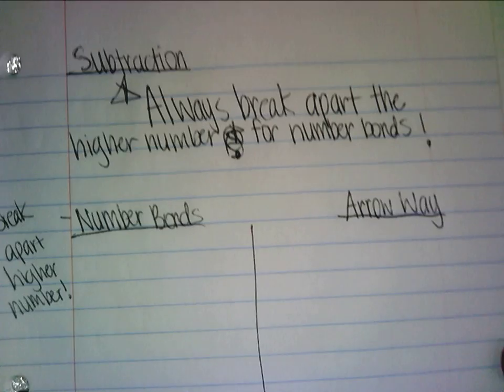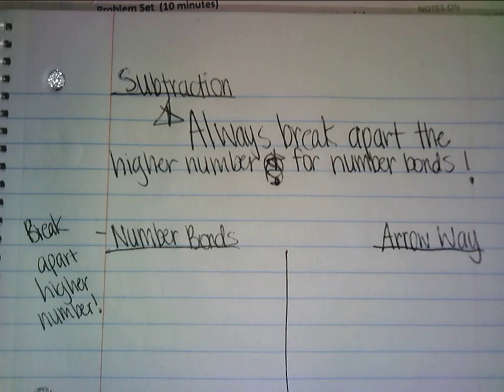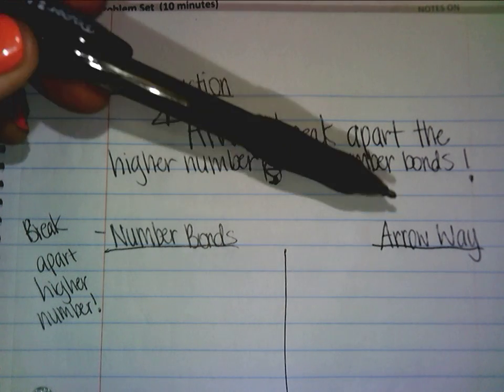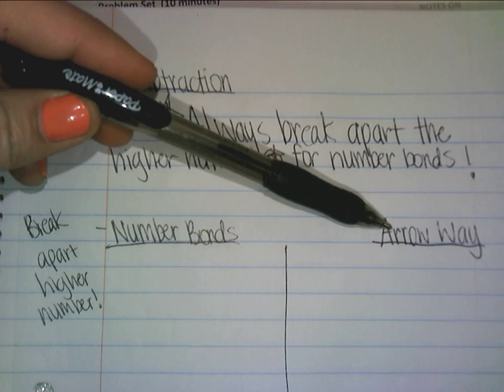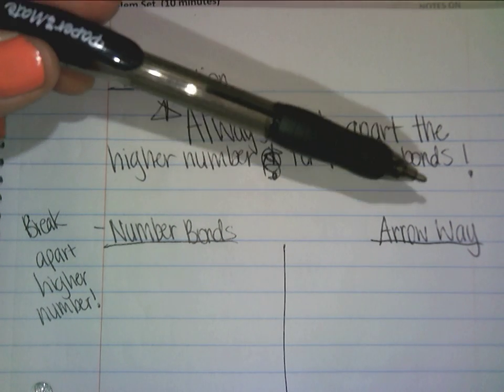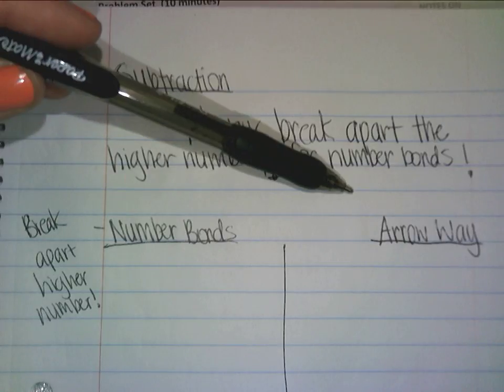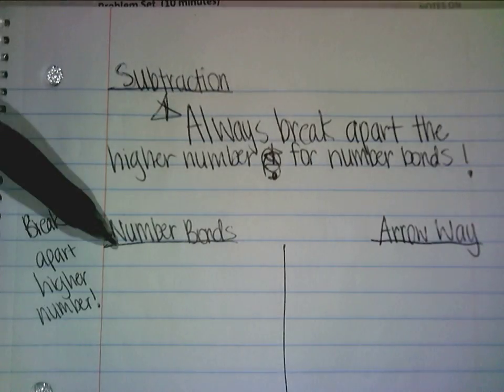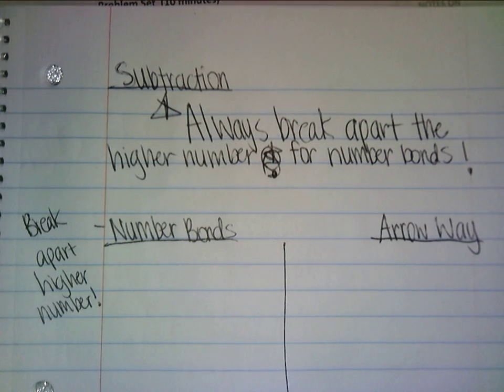So now subtraction, this is a little bit different. You're using the same strategies and the same idea, but you always break apart the higher number for number bonds. When it comes to Arrowway, you always want to use the number that doesn't have any ones. You may have ones. I'll show you what I mean in a minute. So you break apart the higher number for number bonds. So let me show you what I mean by that.